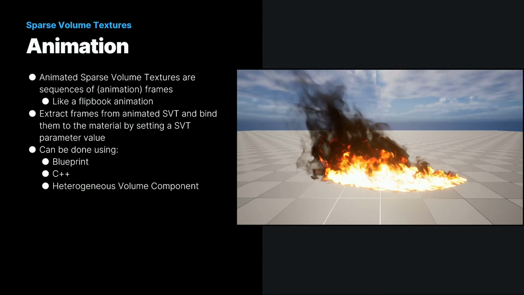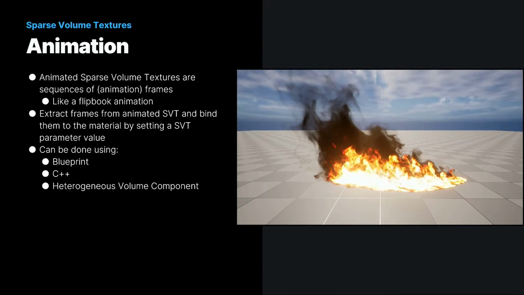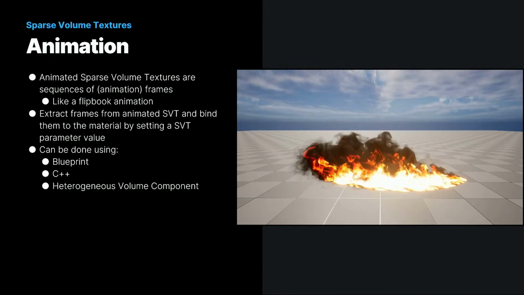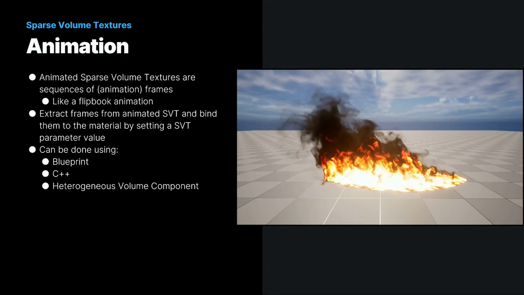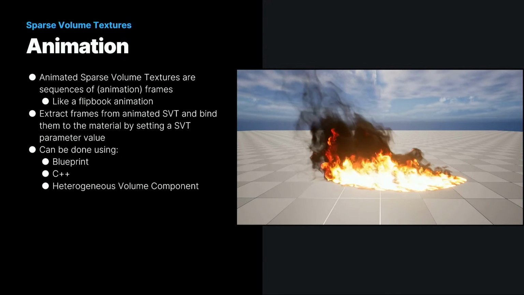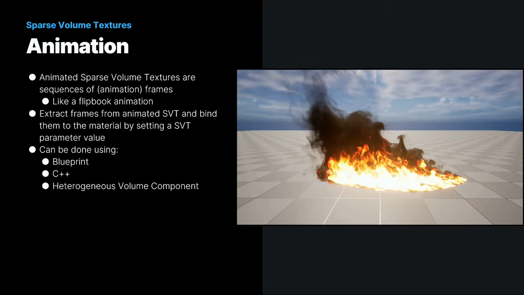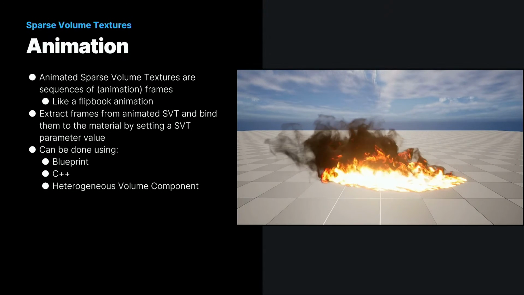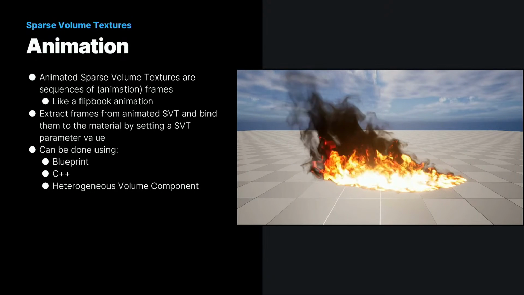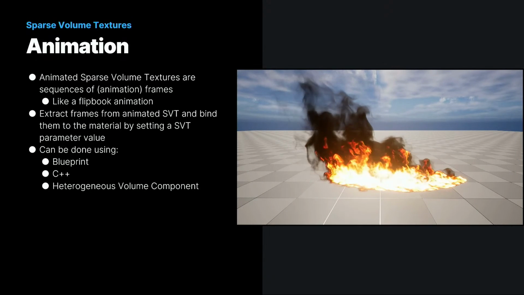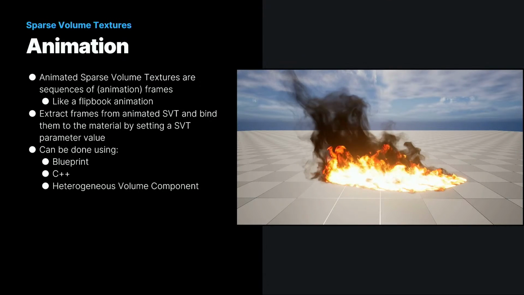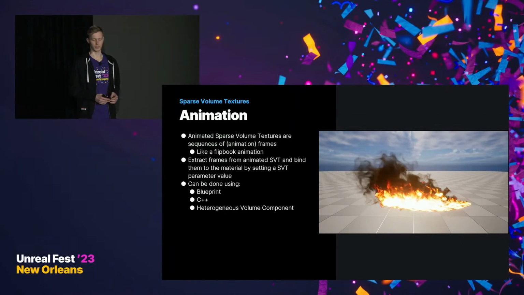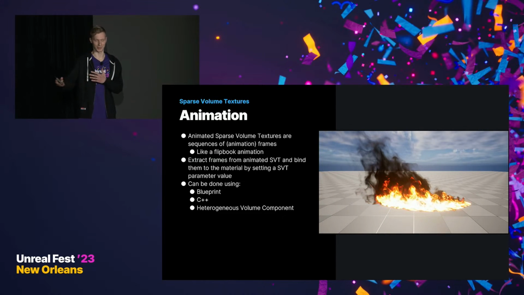SVT supports animations. VDB represents animation as a sequence of files, but in UE we have animated sparse volume textures, which is a single asset holding all the animation frames. Each frame is in itself an SVT. Playback essentially works like a flipbook animation by swapping out the currently displayed frame. In order to do this, we first need to extract the individual frames from the SVT, then bind them to an SVT parameter node in the MID of our material. Sorry, the material instance dynamic of our material.